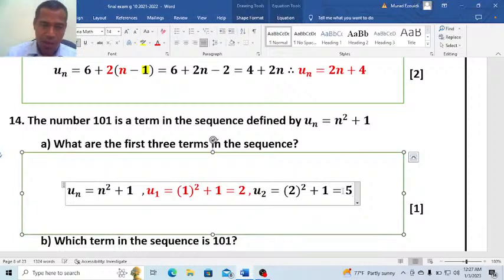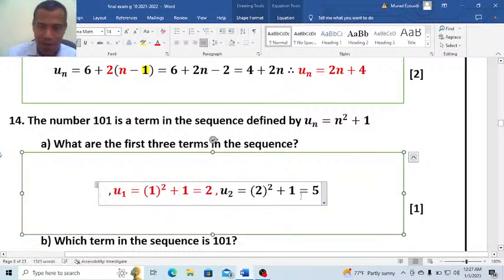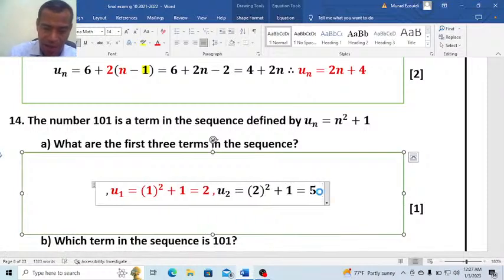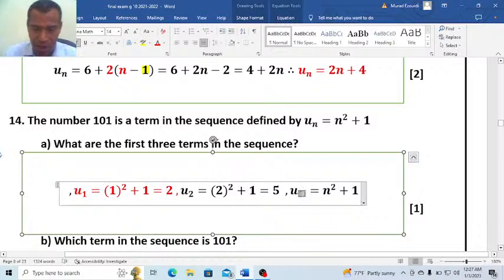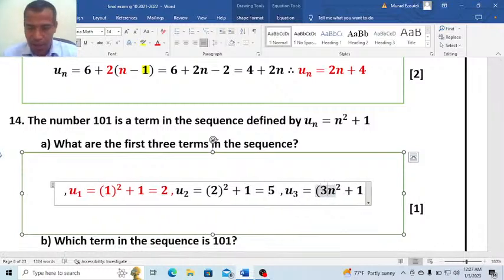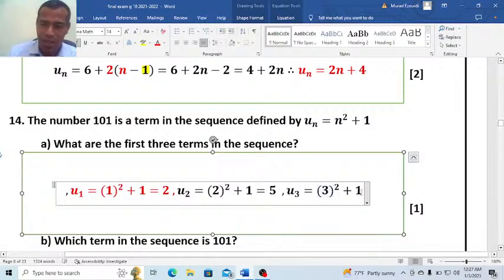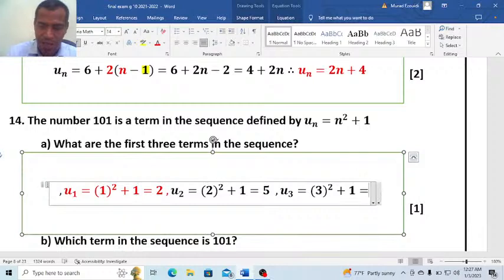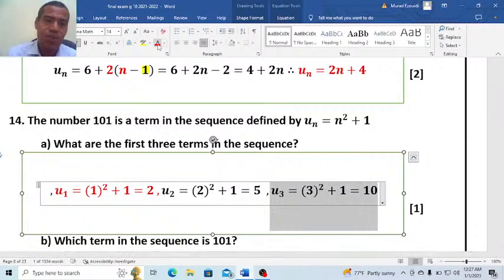And the third term, now I can erase this, no need to use it. Therefore, I will write here U3, because the question is to find the first 3 terms. I will put 3 in parentheses, squared plus 1. 3 squared is 9, plus 1 is 10. So therefore, learners, we have found the first 3 terms of this sequence.